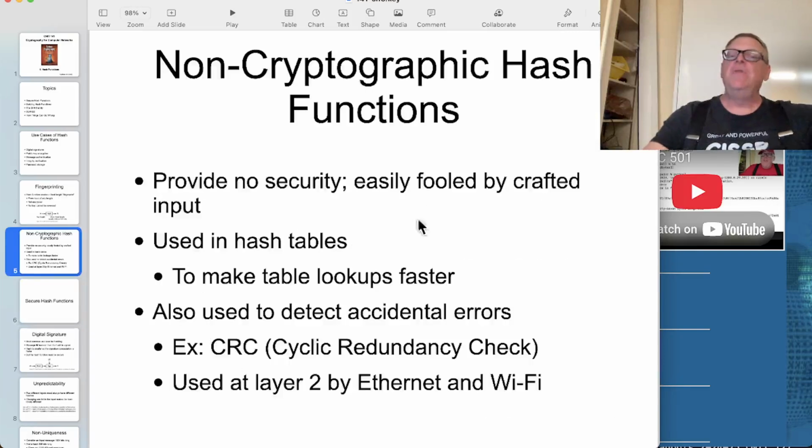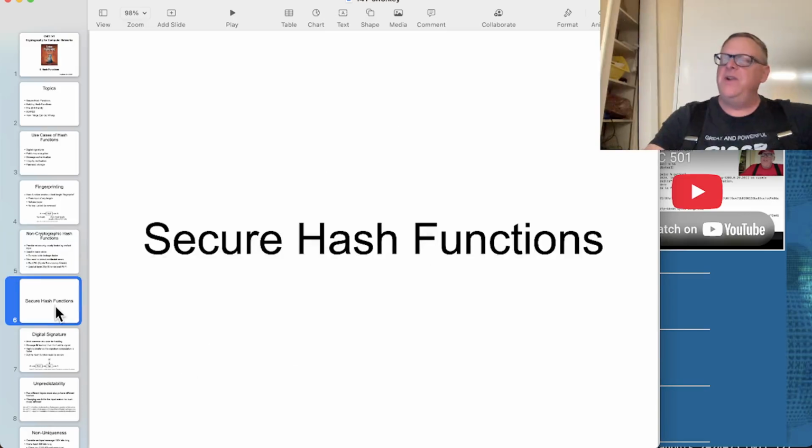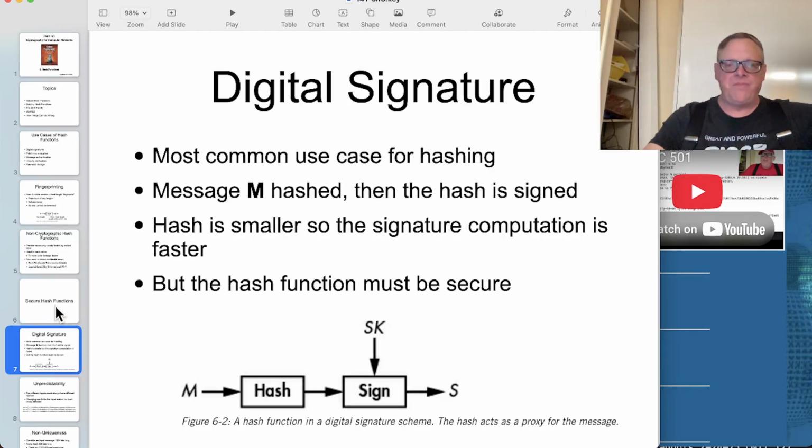You could easily manipulate a frame, change it, and make it so the CRC still comes out the same. That's not hard to do. So this was never intended to stop a malicious attacker. It was just intended to detect normal transmission line errors.